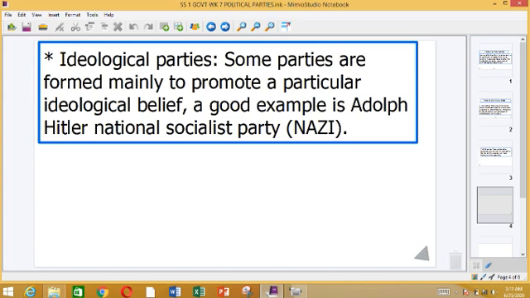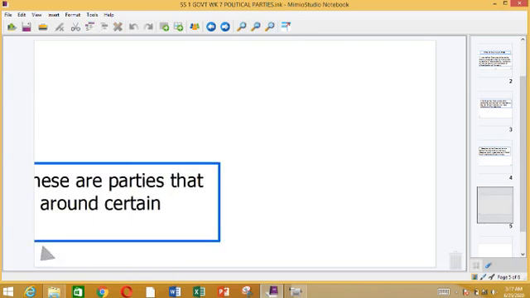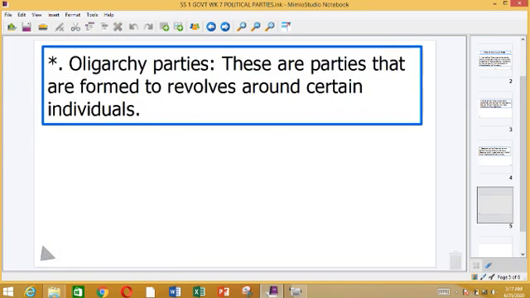So people who have this ideology come together and say, this is what we believe in and this is what we want to do. So they come together to form their political party. Exactly. Now we'll go to the next one, which is oligarchy parties. These are parties that are formed to revolve around certain individuals.